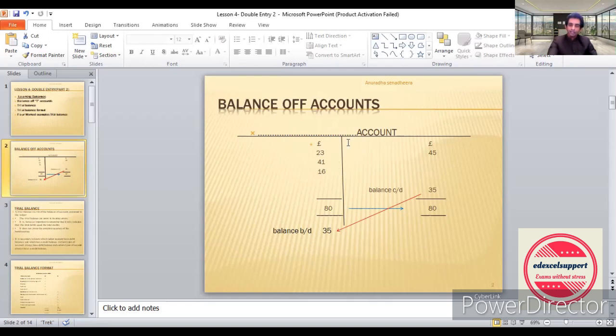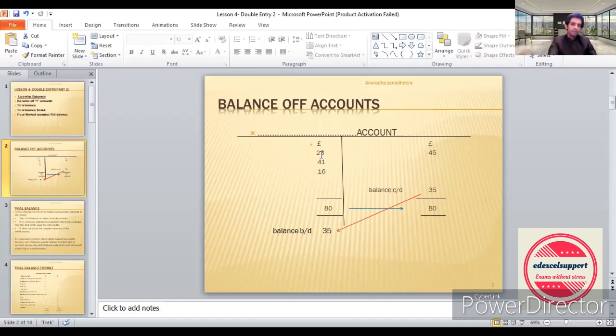So, this is a T account. I have already explained T accounts in previous lessons. Here you write the account name. It can be a rent account, it can be a cash account, any account. However, today what we are going to do is learn how to balance off the T account. Now you can see the balancing steps.